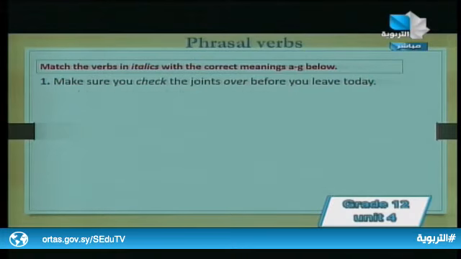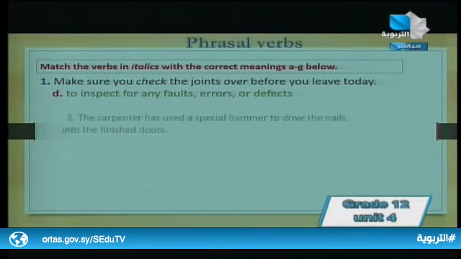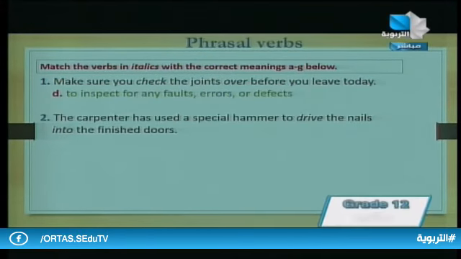We have some phrasal verbs in the vocabs. We have some vocabs, prepositions of movement, and phrasal verbs. Let's go on because we have only 5 minutes, please. Okay, the first one: make sure you check the joints over before you leave today. Check over means to inspect for any faults, errors, or defects.